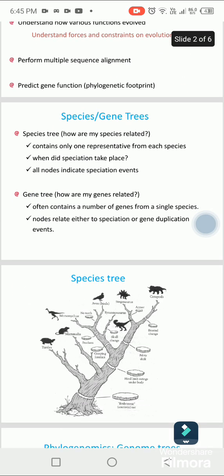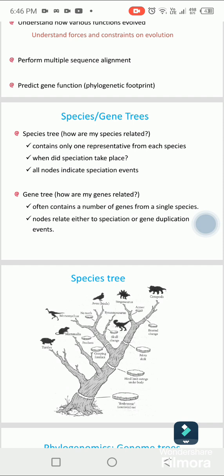Species or gene trees. Species tree: how are my species related? It contains only one representative from each species. When did speciation take place? All nodes indicate speciation events.